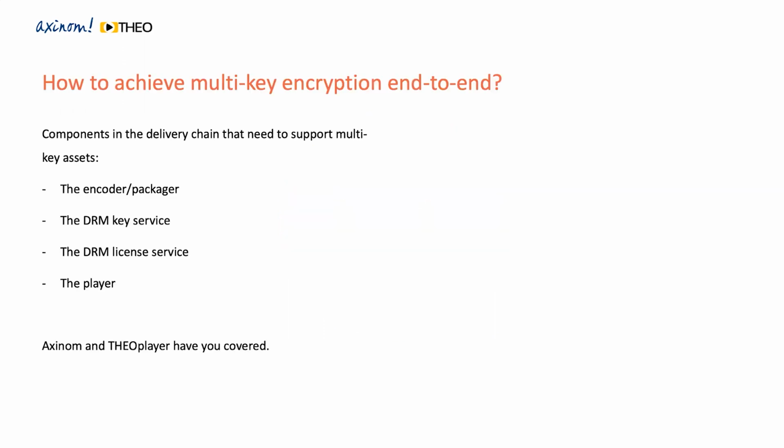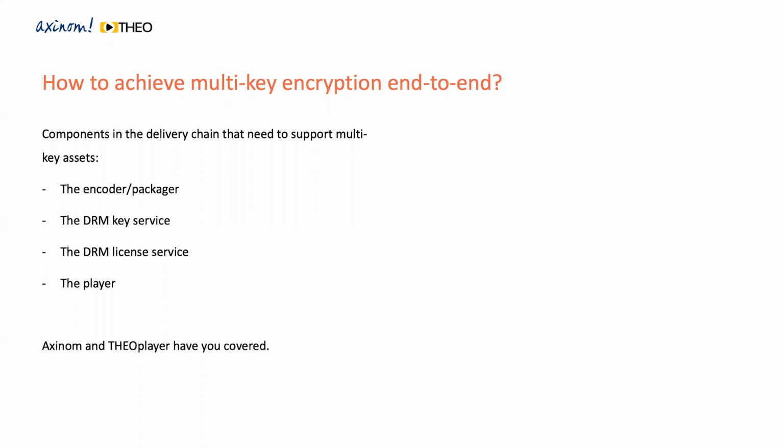So how to achieve multi-key encryption end-to-end? There are several components in the delivery chain that need to support multi-key assets. The first one obviously is the encoder packager that needs to be able to create the assets with the tracks encrypted with different keys. But then there's also the DRM key service.